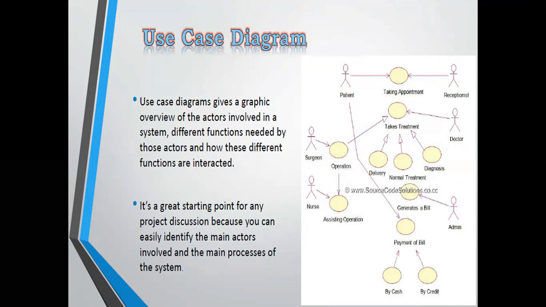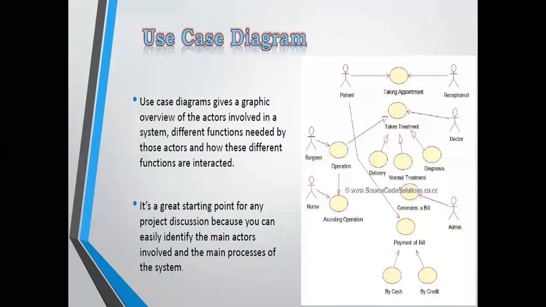Whenever a patient comes to the receptionist, they take the appointment and the receptionist will accept that appointment. Then whenever the surgeon or doctor is going to assign some treatment to that patient, the surgeon will take that treatment and proceed with that use case, like operation. The nurse is one actor. That operation is going to be assigned to that nurse. Okay, this is the simple use case diagram.